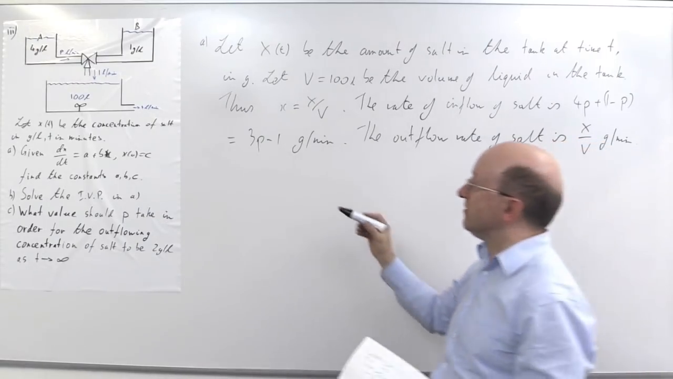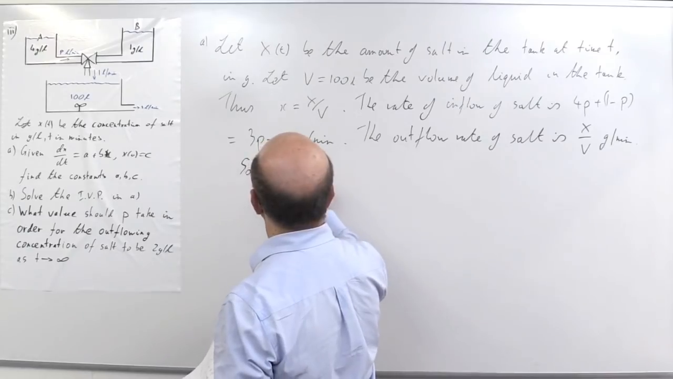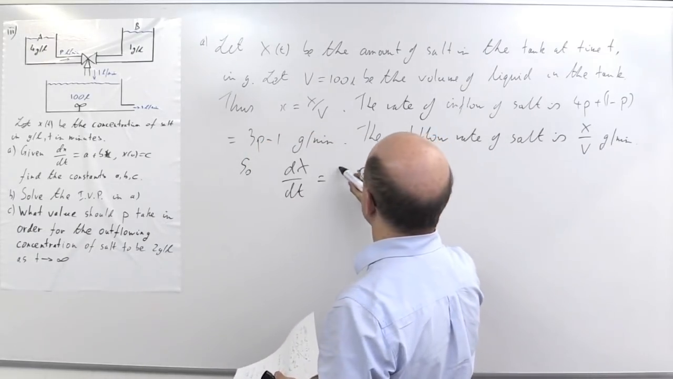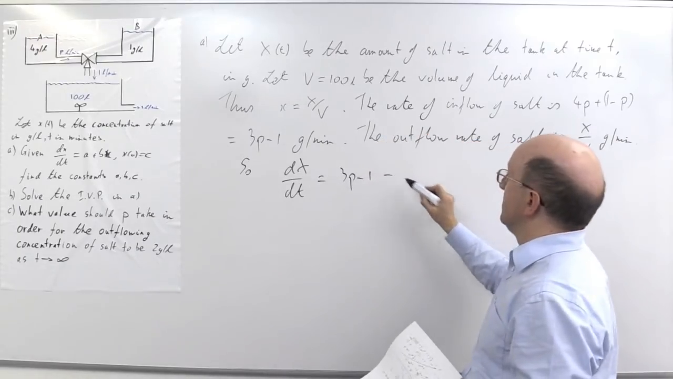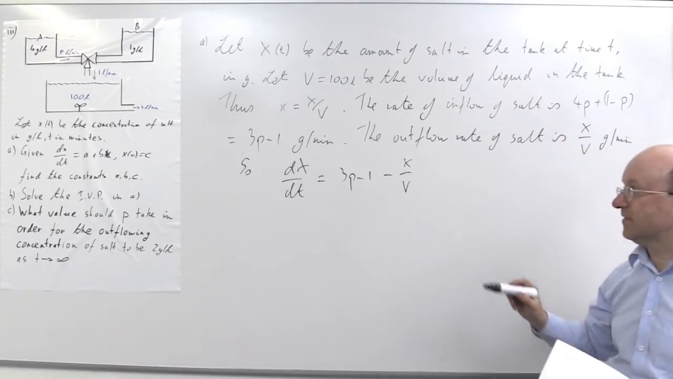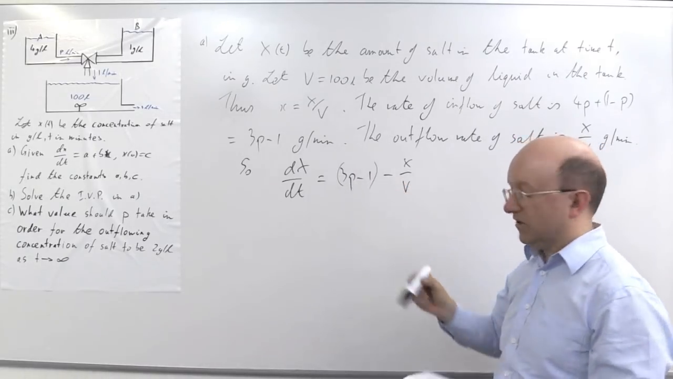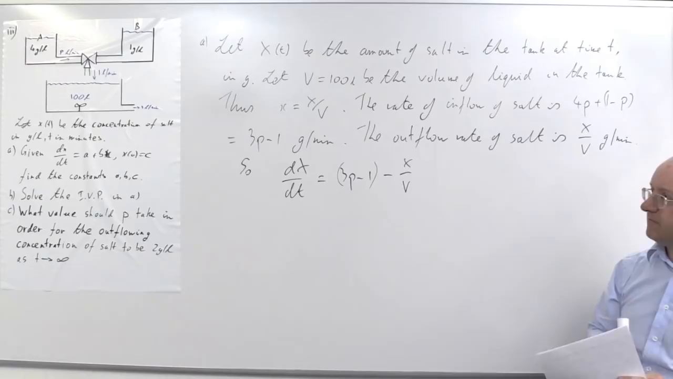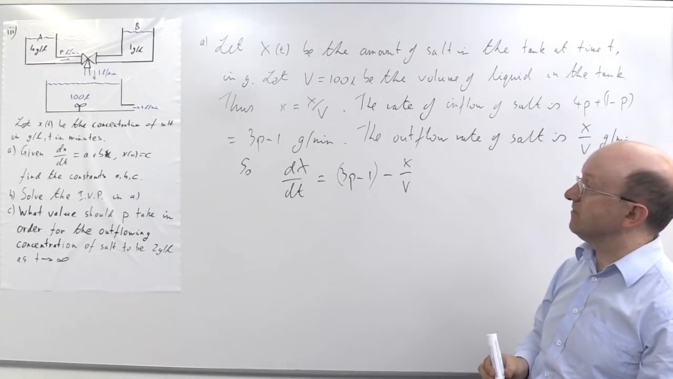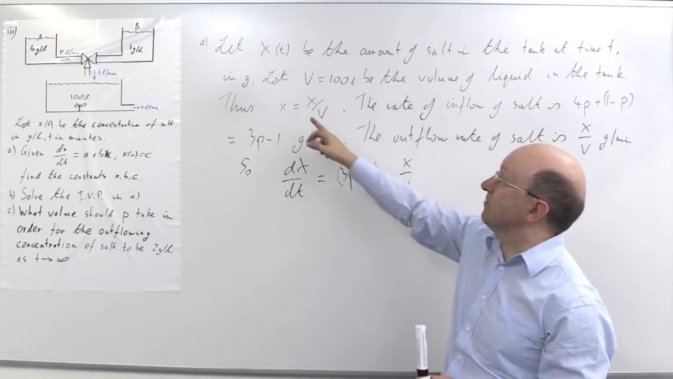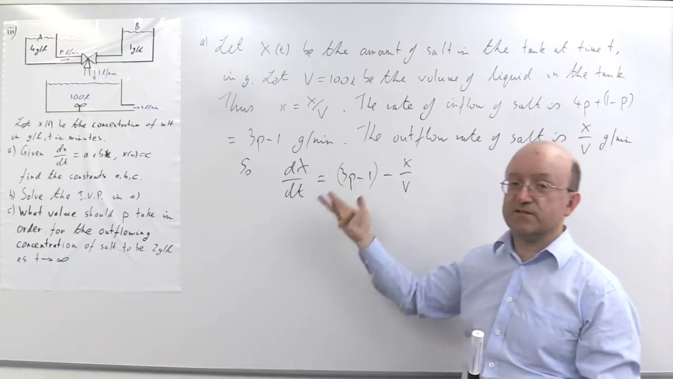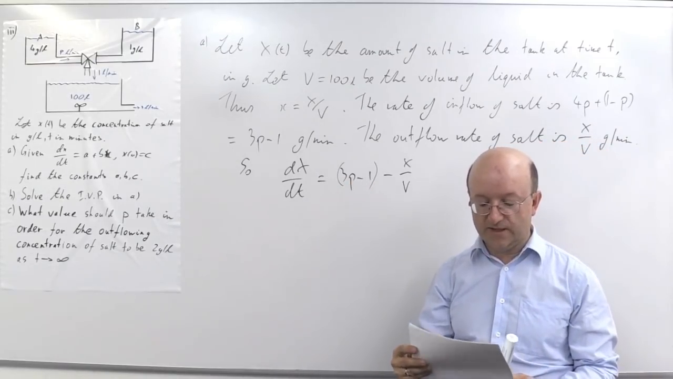Okay, so the big X by dt is the inflow minus the outflow, 3p minus 1 minus x over v. Which we can see is a linear differential equation. It's not the one we were asked for. We were asked for the differential equation for little x. We've got a formula here, little x is big X over v, so big X is little x times v, perhaps more useful here.